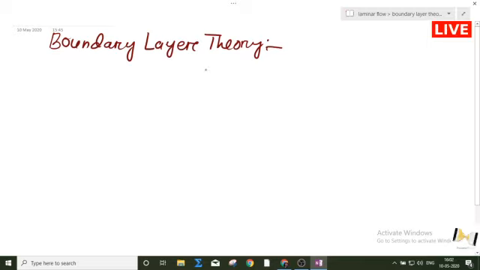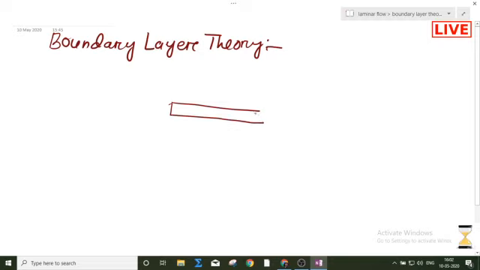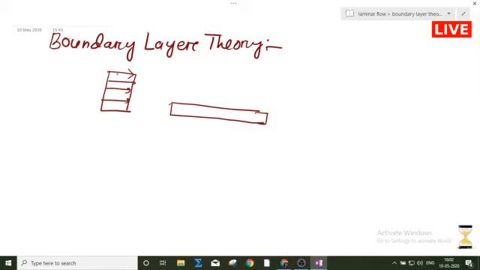Suppose this one is a plate. When there is a free stream velocity, what do you mean by free stream? Free stream means the stream which has a constant amount of velocity, and the stream which does not come in contact with the solid surface. That is called the free stream velocity.